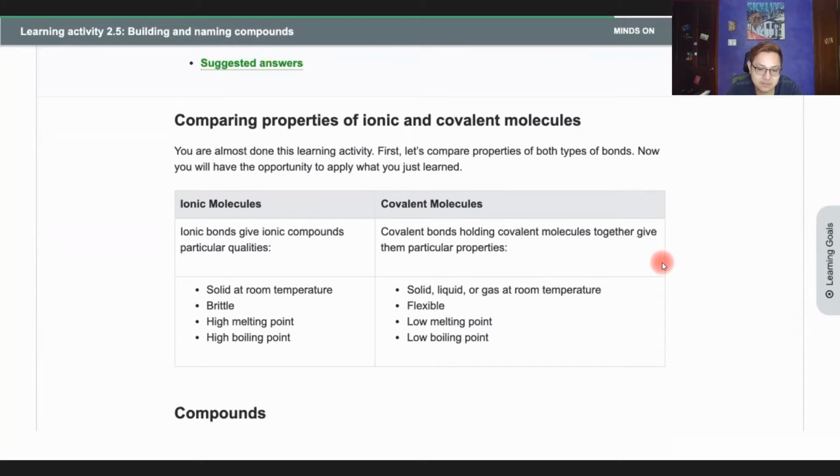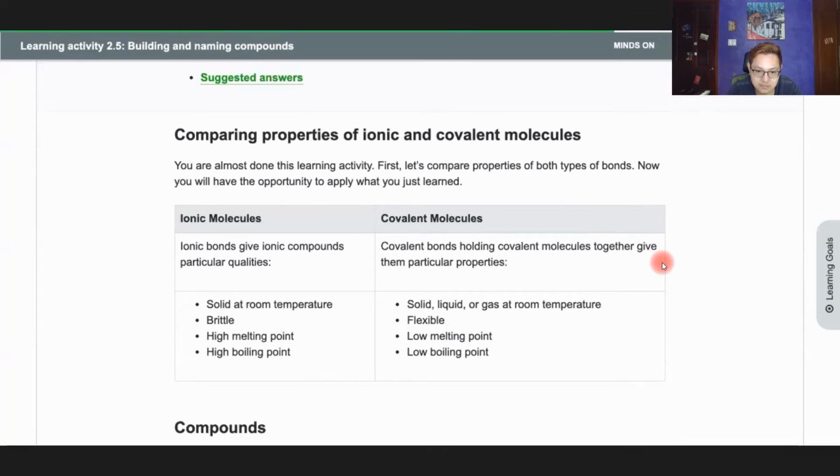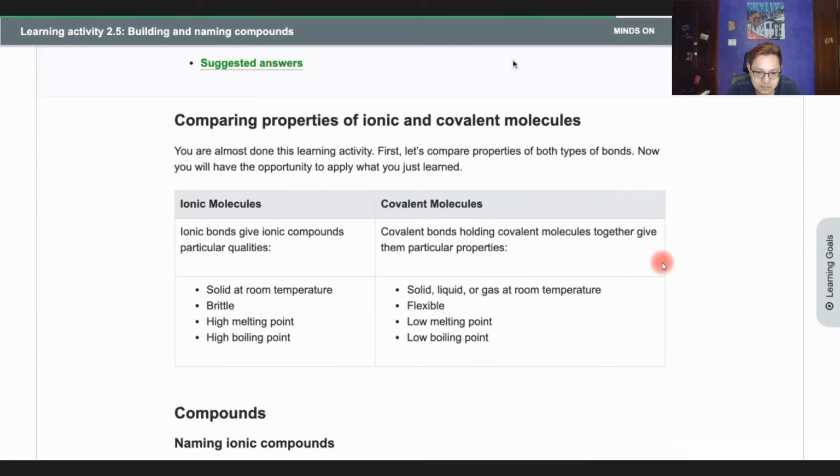Comparing properties of ionic and covalent molecules. You are almost done with this learning activity. First, let's compare the properties of both types of bond. Now you will have the opportunity to apply what you just learned.